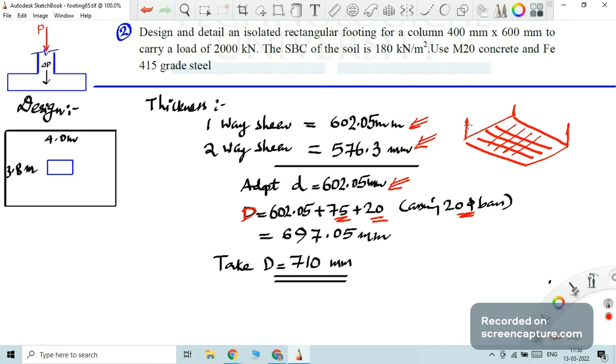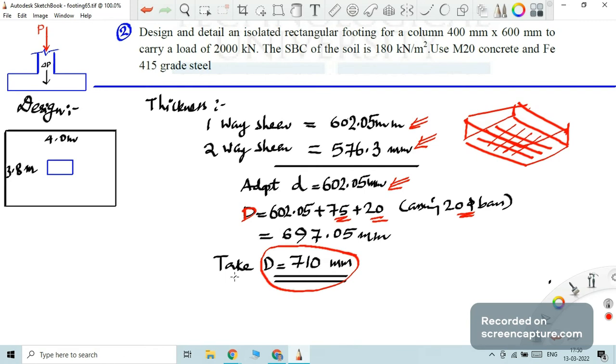Both are 20 mm, so just minus 20. So you get an overall depth of 697. 697 is close to 700, only 3 mm short. So it is preferable that you add some 10 more mm. So just take it as 710 mm as D. You can proceed with 700 mm also, there is no issue.